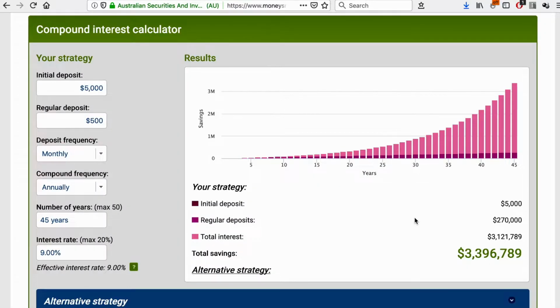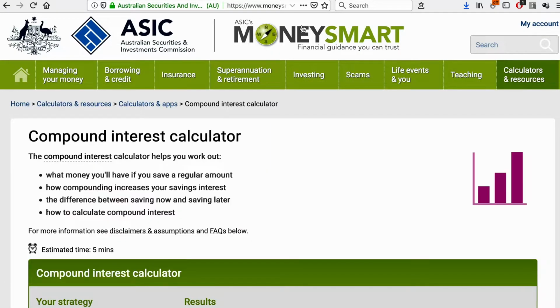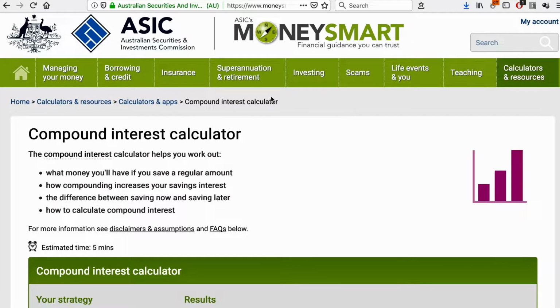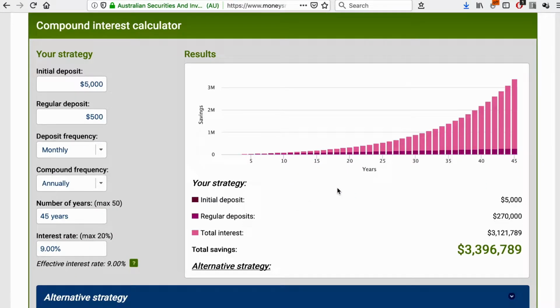Okay, guys, so I've got a pretty simple compound interest calculator here. Now, you can find these all over the internet. This one's on the Australian government website. It's just the ASIC site, Money Smart, so you guys can check it out if you want. They've got a whole bunch of cool calculators and investing information, all that kind of stuff on here. But for now, let's have a look at the compound interest calculator.